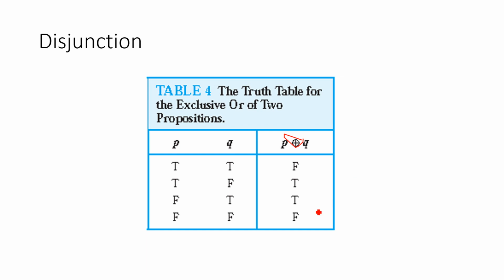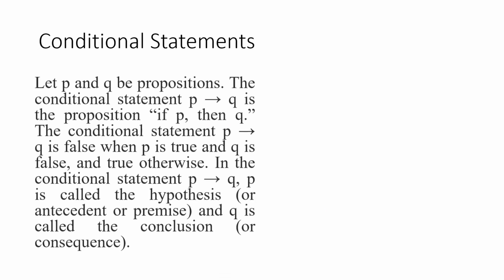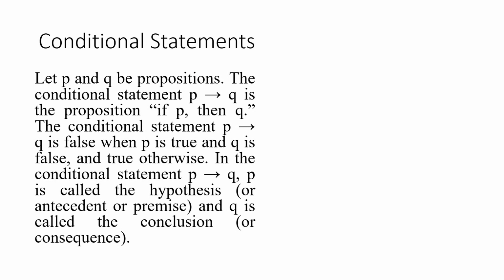So let's look at conditional statements. Let P and Q be propositions. The conditional statement P arrow Q can be read as "if P, then Q". The conditional statement P then Q is false when P is true and Q is false, and true otherwise. In the conditional statement P then Q, P is called the hypothesis, antecedent, or premise, and Q is called the conclusion or the consequence.